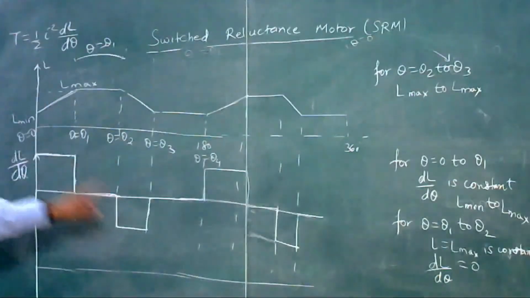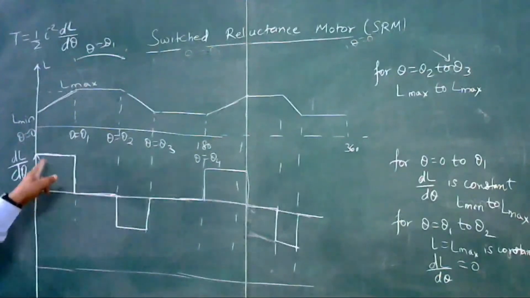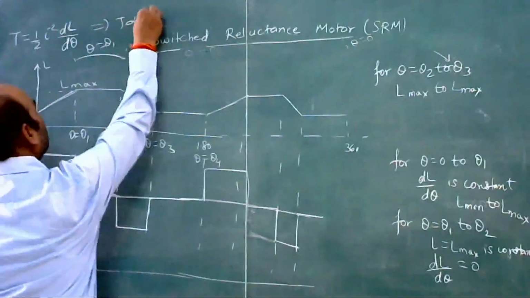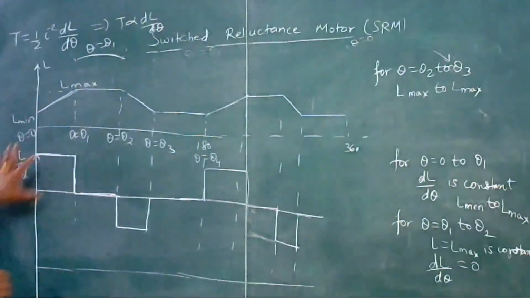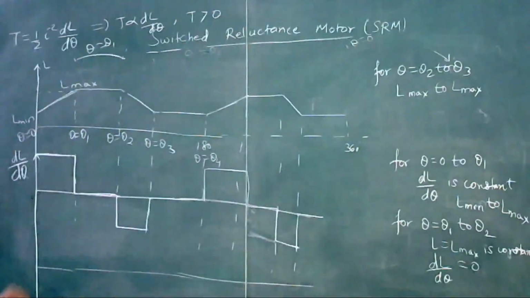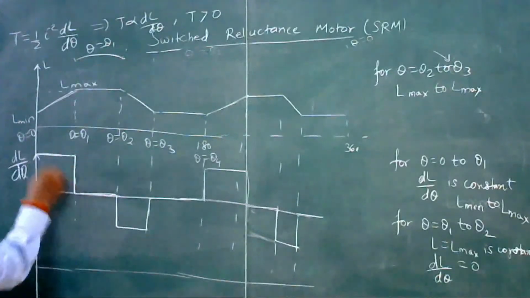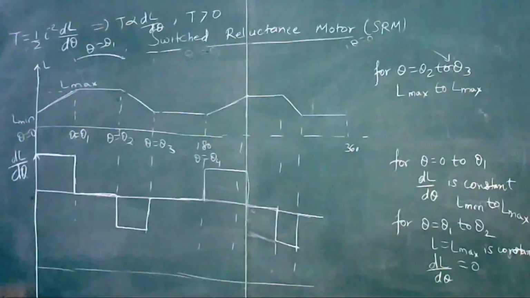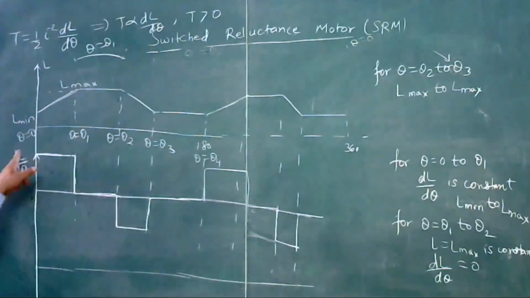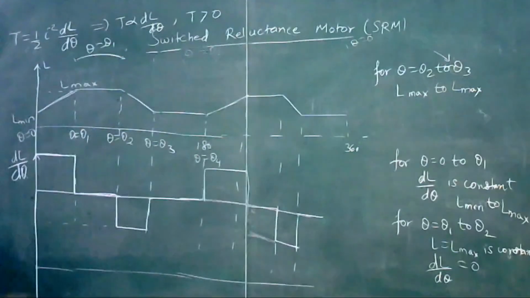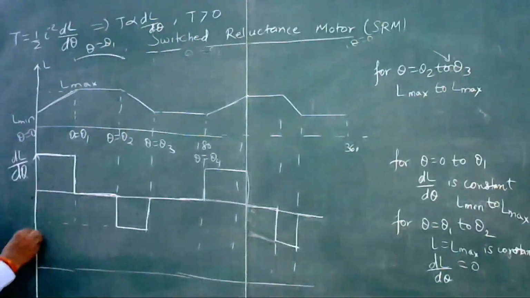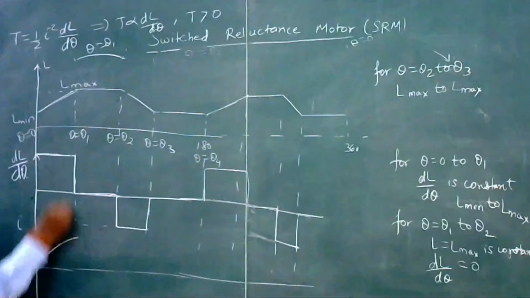So from this waveform, it is clear the torque is proportional to dL by d theta. So for positive torque, we have to switch the current when dL by d theta is positive. If you switch when dL by d theta is negative, you will get negative torque correspondingly. So we always switch the current when it is on.